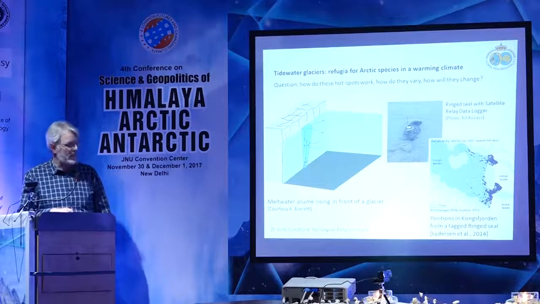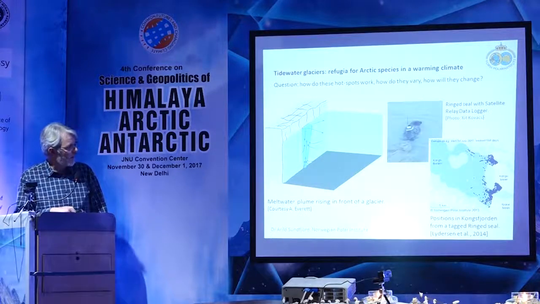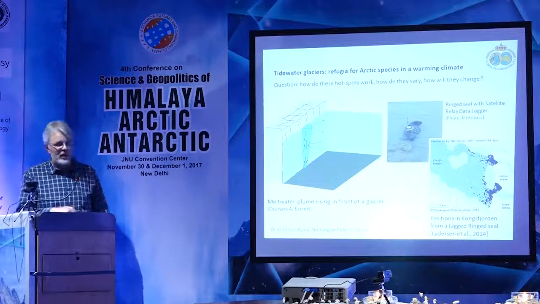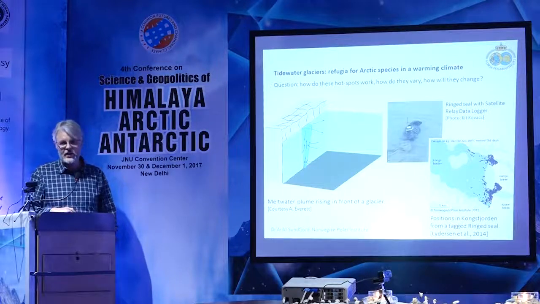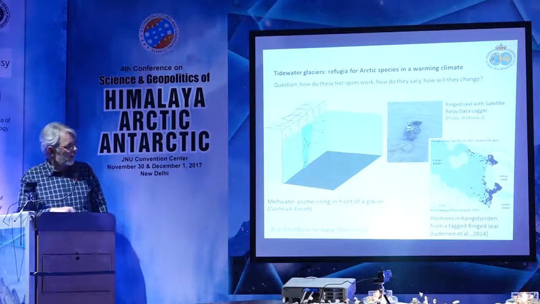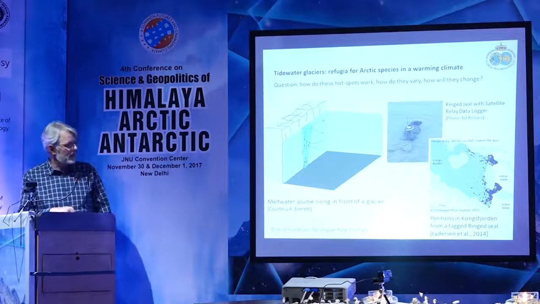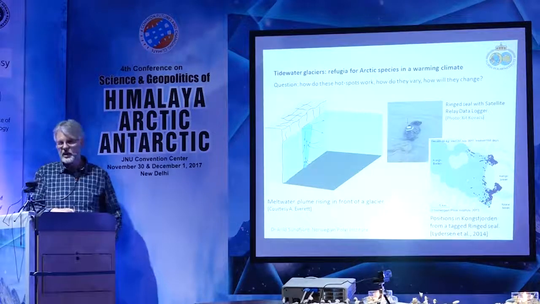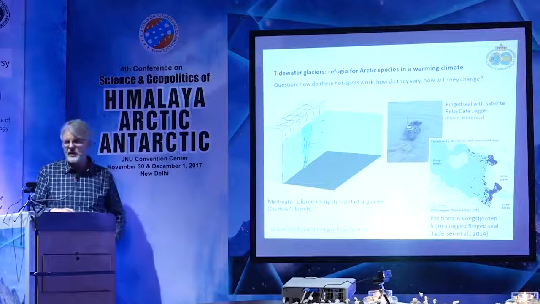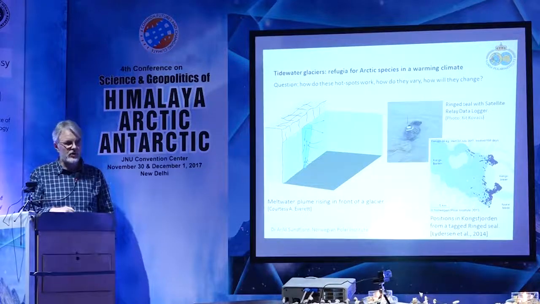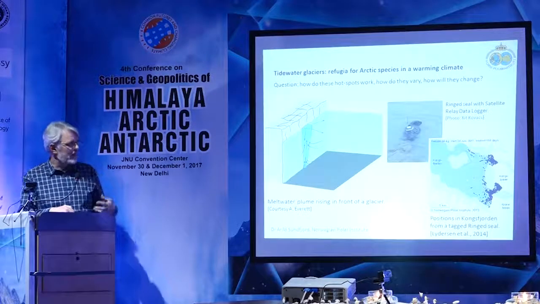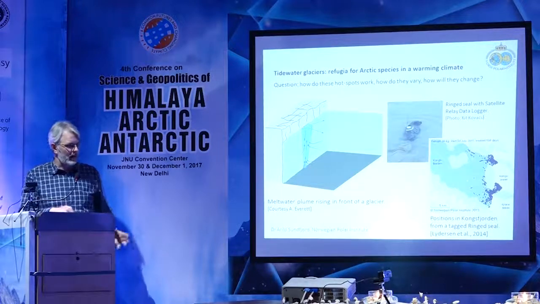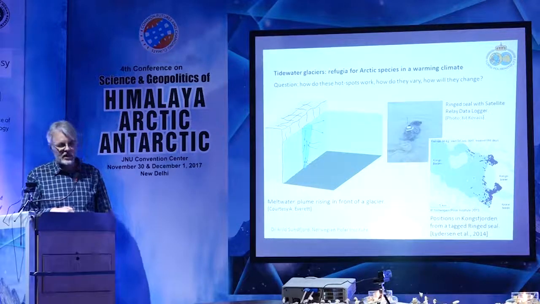Other examples are seals. What you see over here is a seal swimming in murky, sediment-laden glacial water. It's marked with a satellite tag, and by following a number of these, you can see how they actually congregate in front of the glaciers to feed, and hence their habits of living adapt to this changing environment with less sea ice.